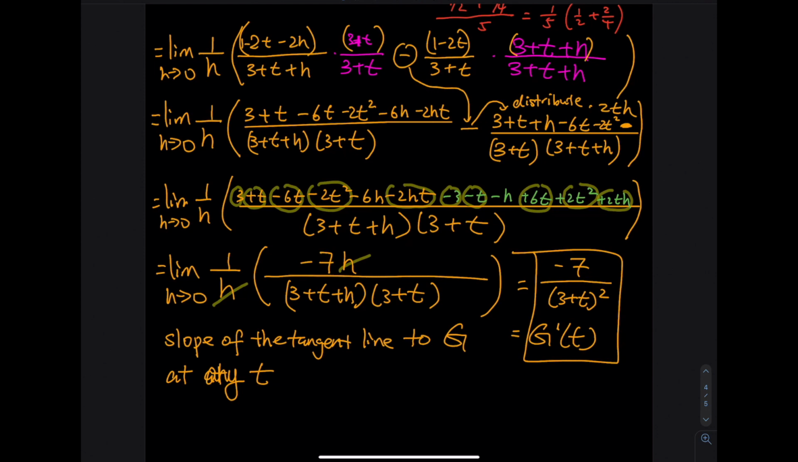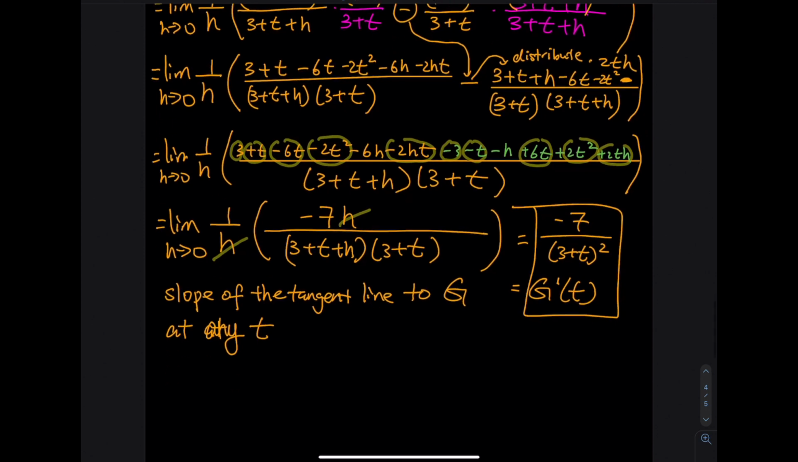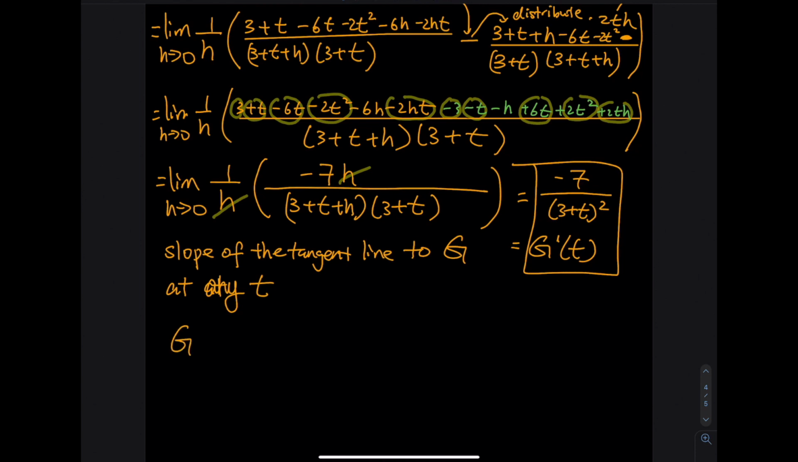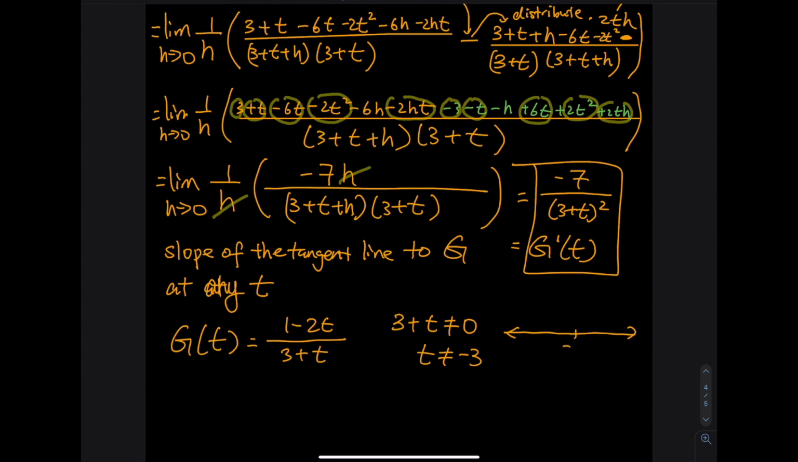But before you give me a point, remember, this is a rational function. So g of t is 1 minus 2t divided by 3 plus t, a rational function. That means the denominator cannot be equal to 0. So we have to emphasize that 3 plus t is not equal to 0. So t cannot be equal to negative 3. If you take a look at the number line, we have to take away the negative 3. So we have to punch a hole in there. t can be anything except -3.